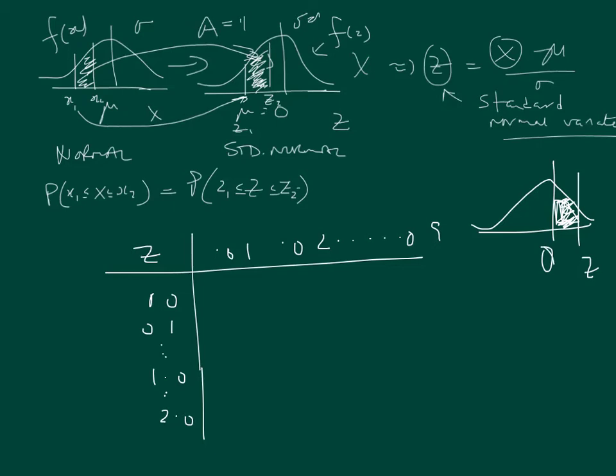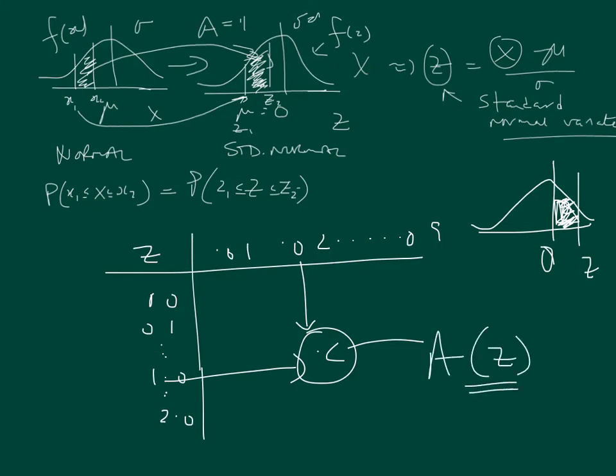So what we would do is, once we figure out the z value, we would look it up in the table, and we would get this area right here. The value that we get here is the area that corresponds to the z value. We'll call it AZ. So once we understand that, I think we're good to go. Okay? Let's try an example.